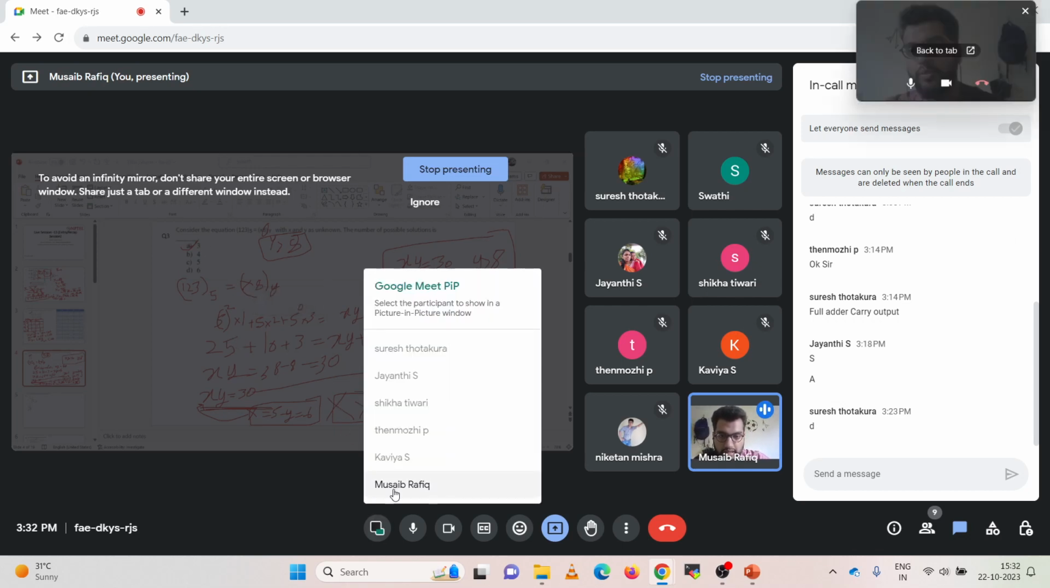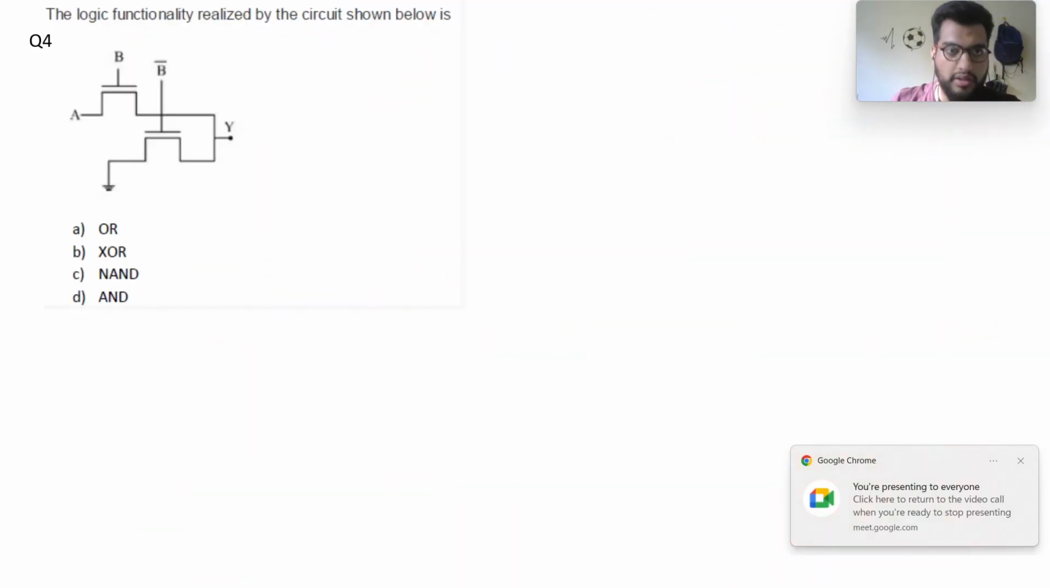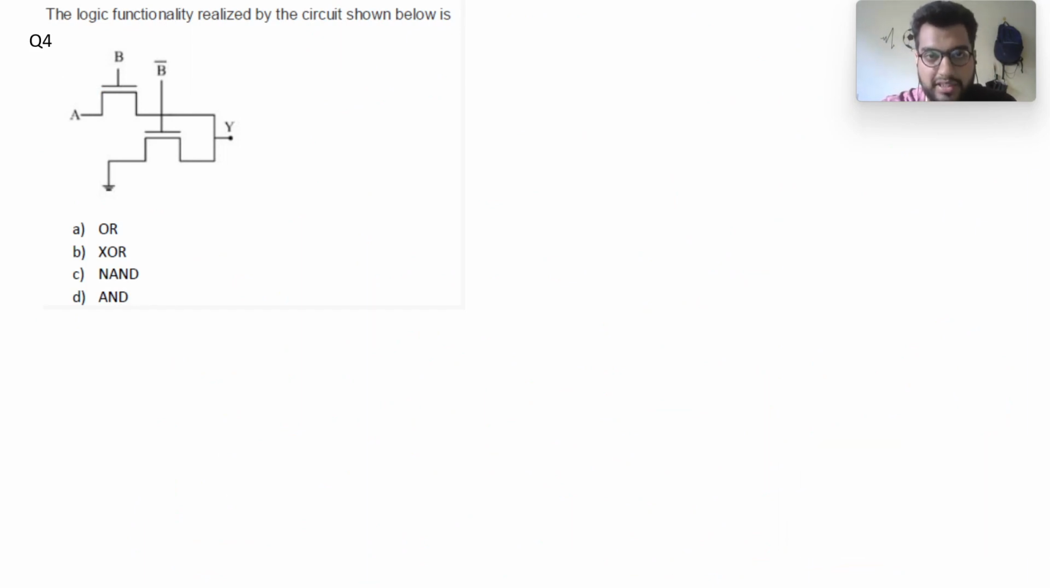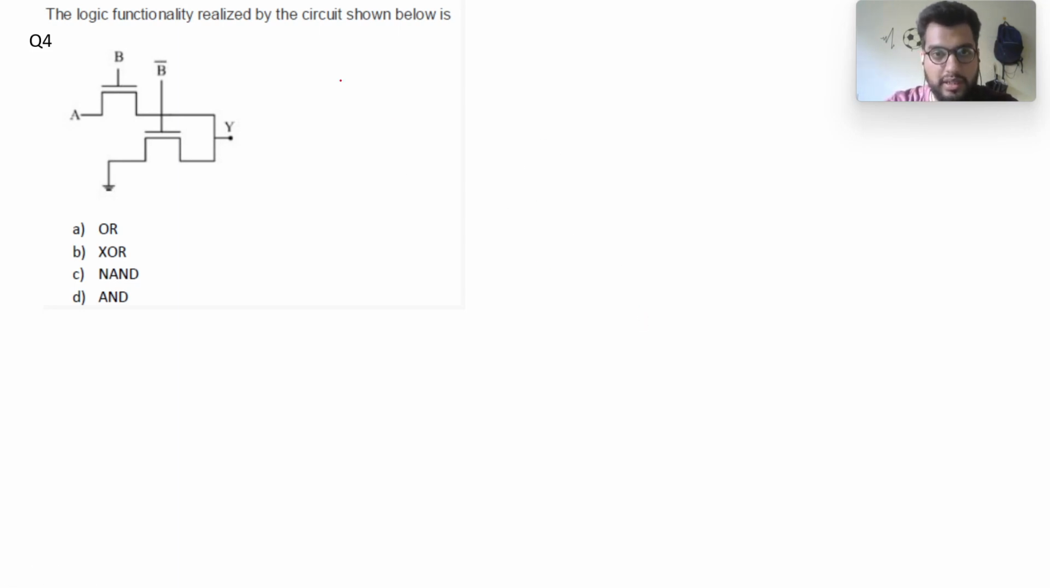Then I have another question, which says that the logic functionality realized by the circuit shown below is, so we have these NMOS transistors where A is connected to the drain, B is connected to the gate, and we have B bar connected to the gate of another NMOS. So we need to figure out the logical functionality done by the circuit, right? So A equal to 1 is high voltage, and A equal to 0 is the ground.